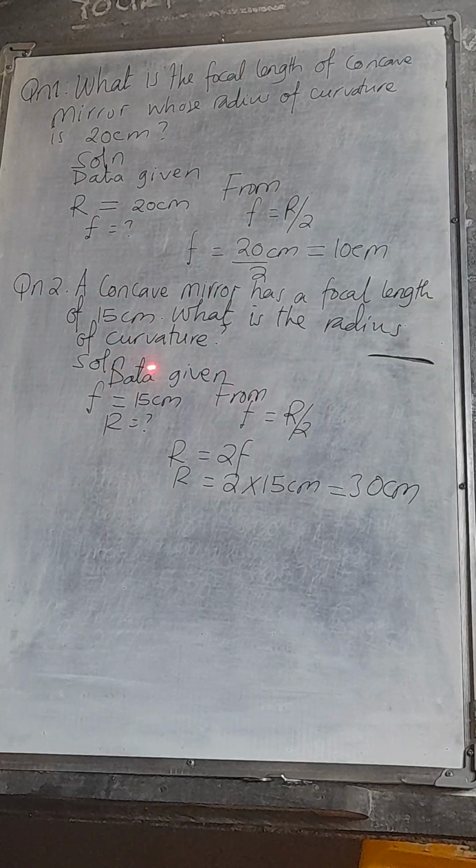In the solution data given, we have the focal length, which is 15 centimeter, denoted by small f. So small f, which is focal length, is equal to 15 centimeter. The radius of curvature is denoted by capital R. Now from the formula, focal length is equal to radius of curvature divided by 2. So if you want to get the radius of curvature, it will be 2 times the focal length, which is 15 centimeter. Finally, you can get the radius of curvature is equal to 30 centimeter.